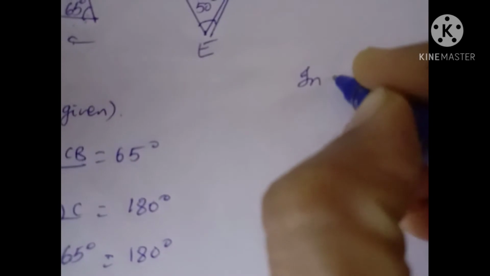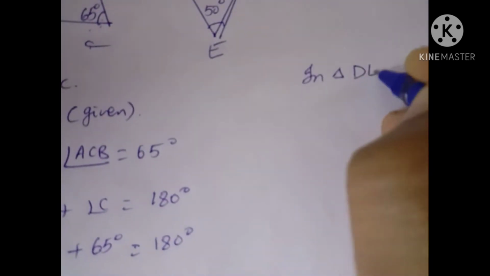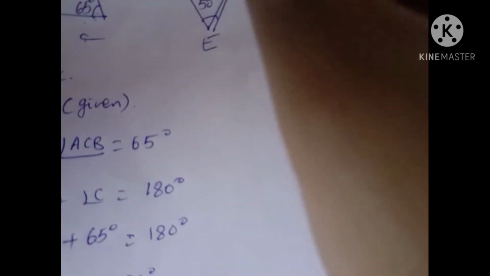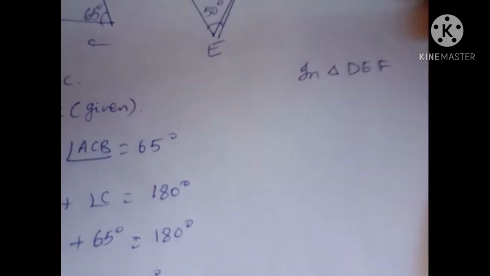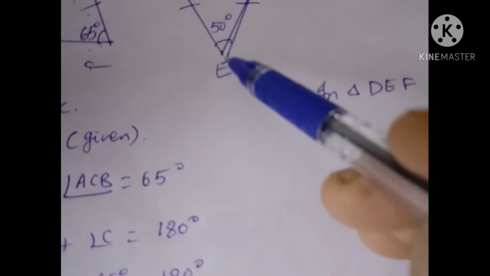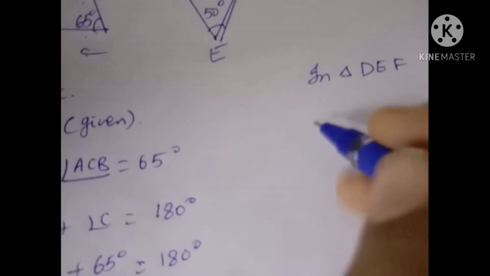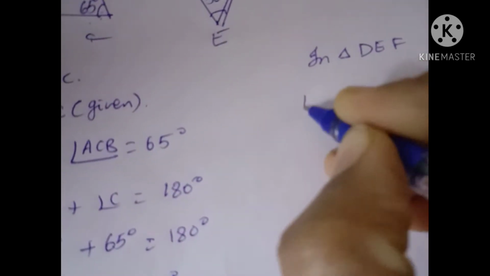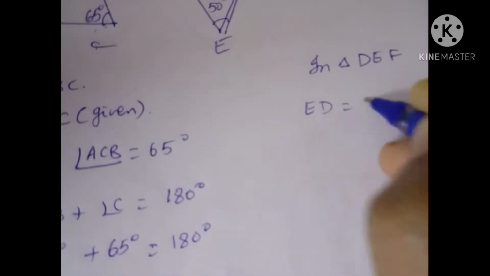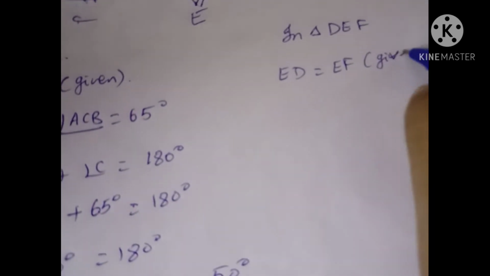Now in triangle DEF, the sides ED and EF are equal. ED is equal to EF, which is given in the figure.